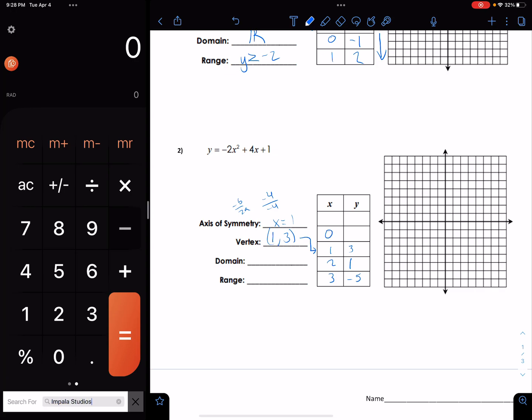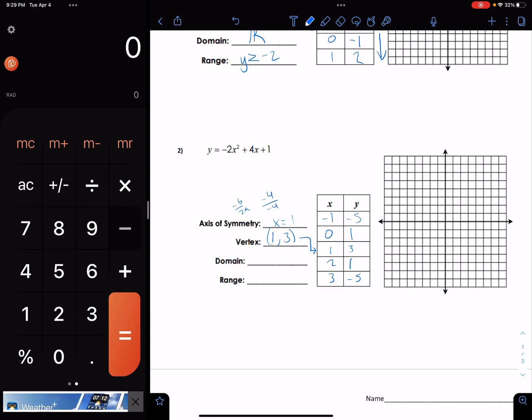Okay, then I'm going to go down. 0, negative 1. So if I plug in a 0, I have 0 plus 0 plus 1. So I have 1. Plug in negative 1. Negative 1 squared is 1. Negative 2 times 1 is negative 2. Negative 2 plus negative 4 is negative 6. Negative 6 plus 1 is negative 5.